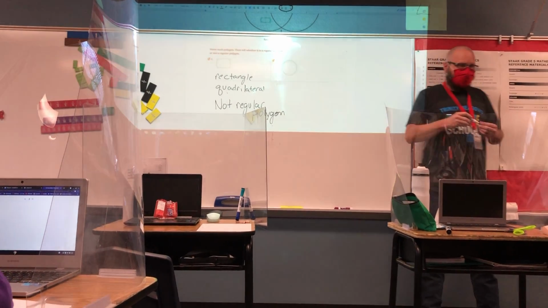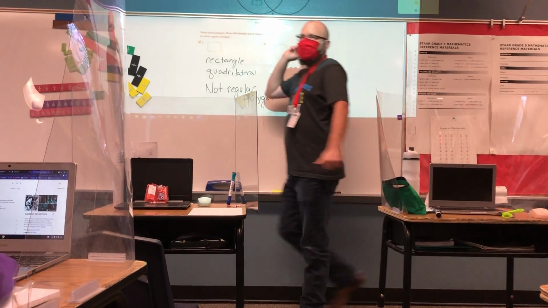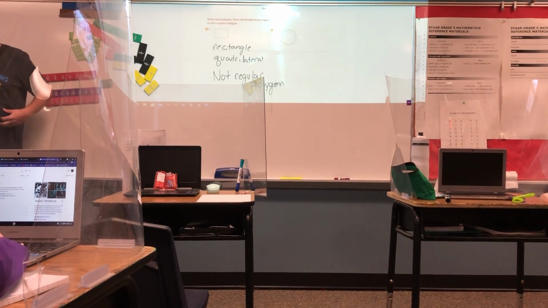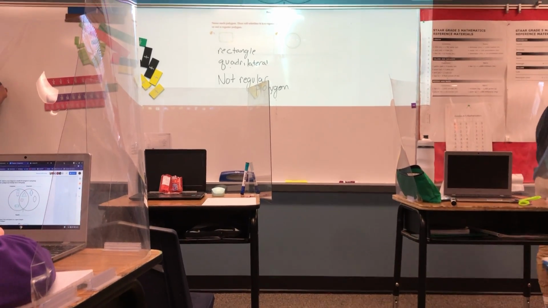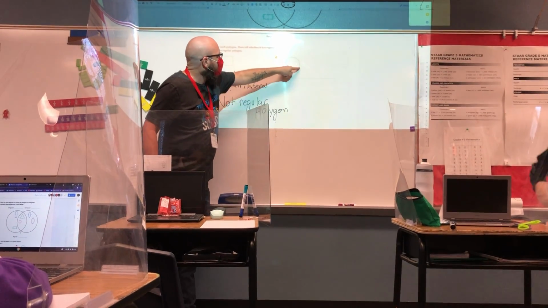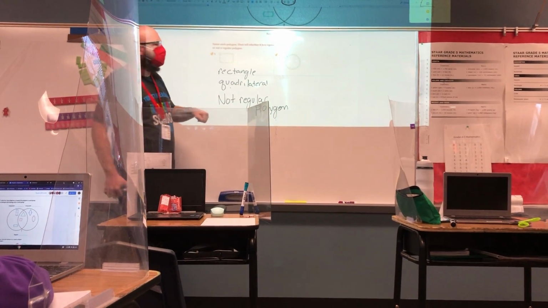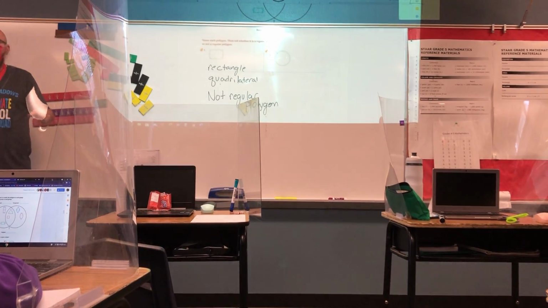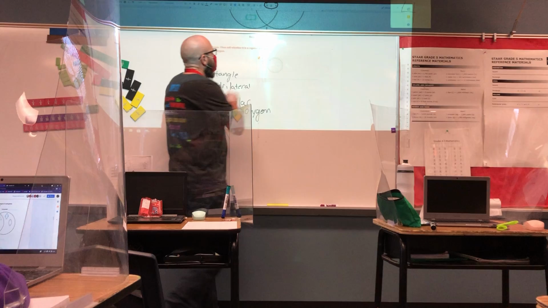What shape is number 2, Olivia? Hexagon. It is a hexagon. How do you know it's a hexagon? 6 sides? 2, 4, 6. Is that 6 sides? Ethan? It has 8 sides. So it's an octagon.